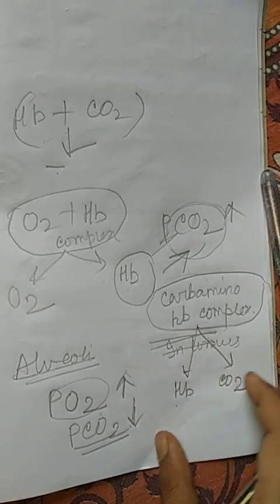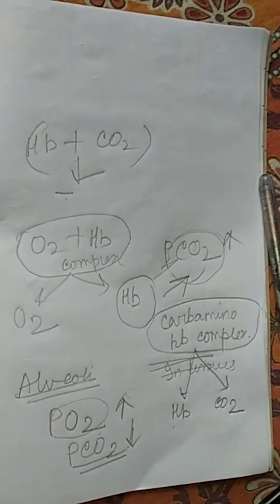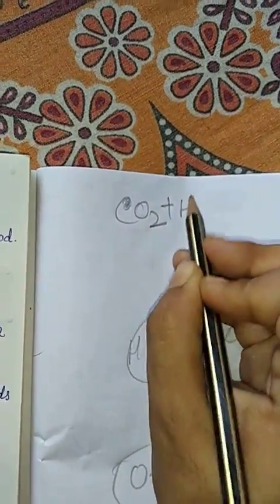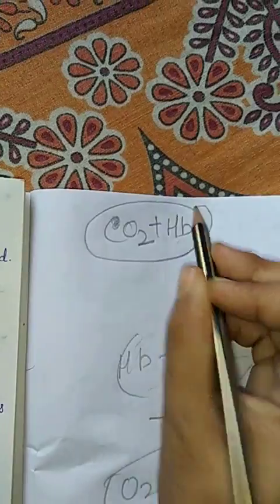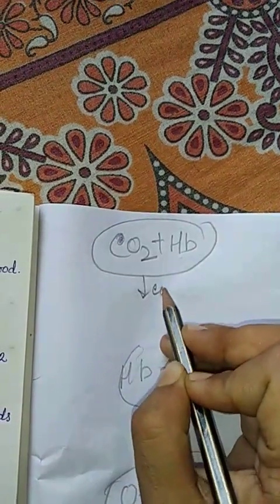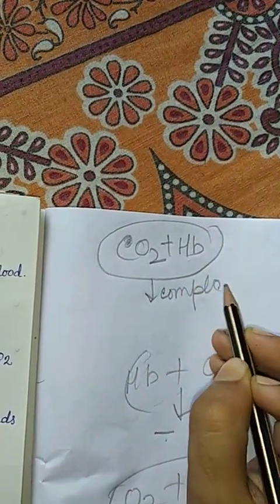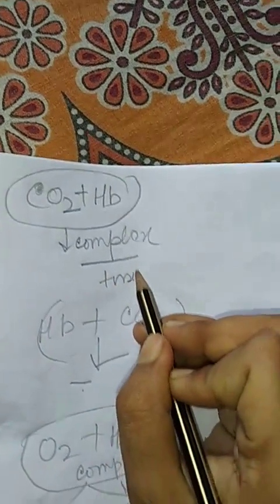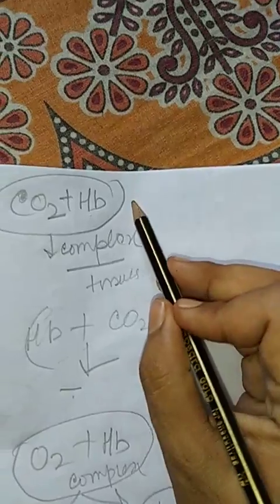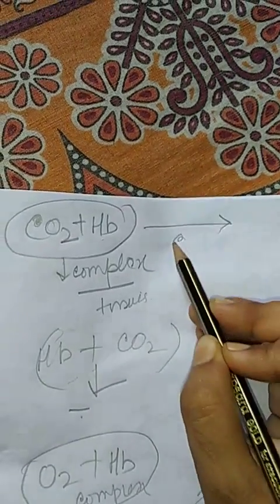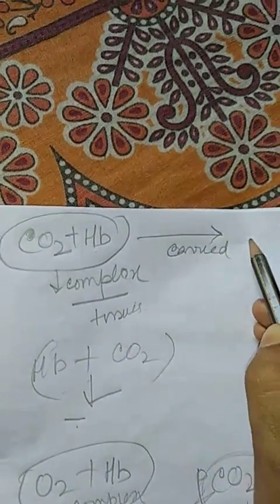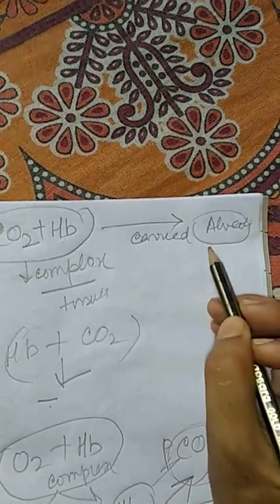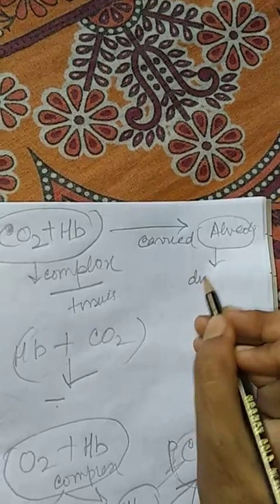It means that carbon dioxide binds with hemoglobin and forms the carbaminohemoglobin complex in tissues and is carried, and in alveoli region it dissociates.